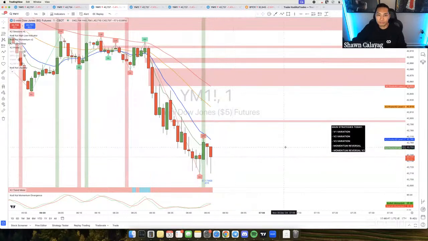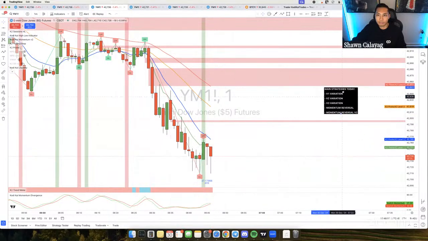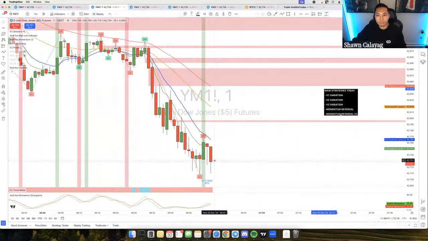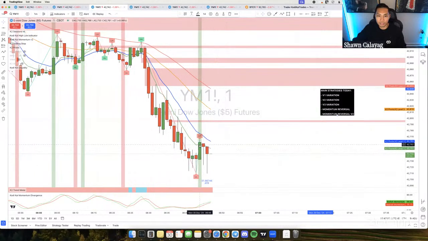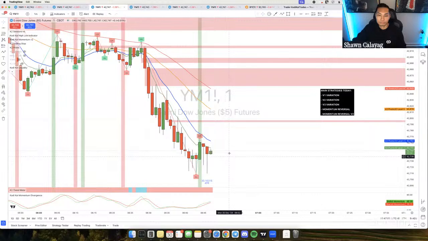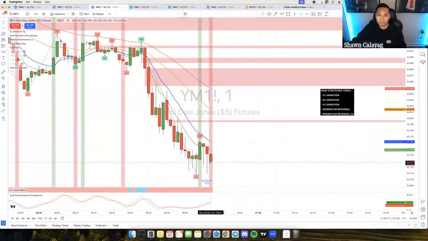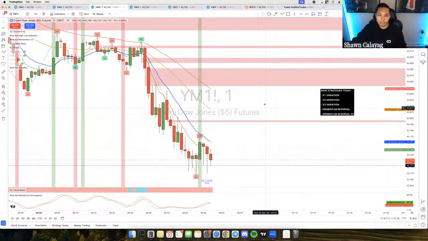So I'm looking for either a V1 variation or any of these entries right here. The main one that I probably would see come up first would probably be a momentum reversal though. That's why I'm mainly focused on that, because we already have a high here. All right, so this might be it right here. Got a couple seconds left on it. So this looks like an inside candle.